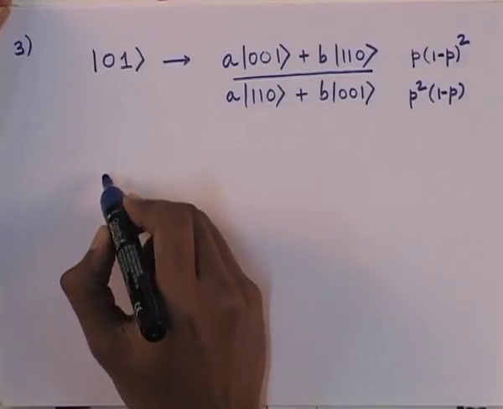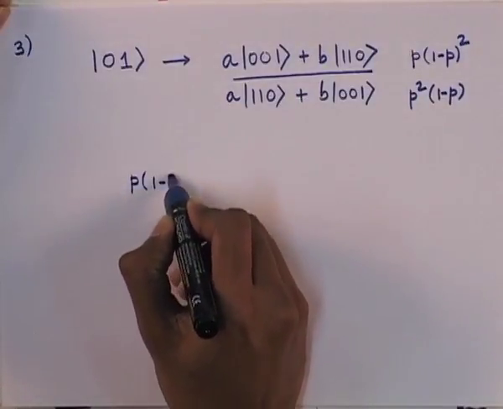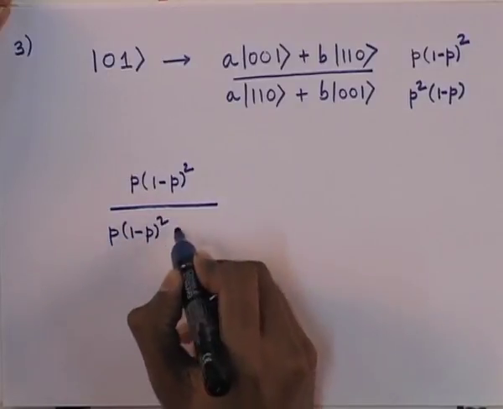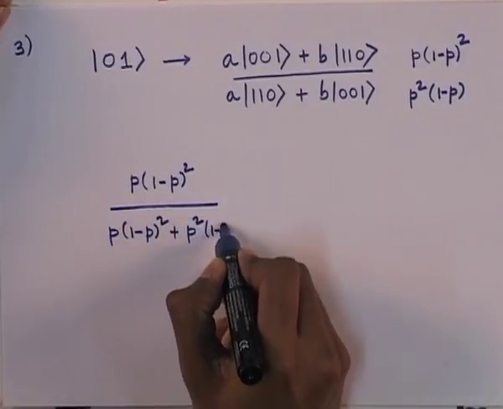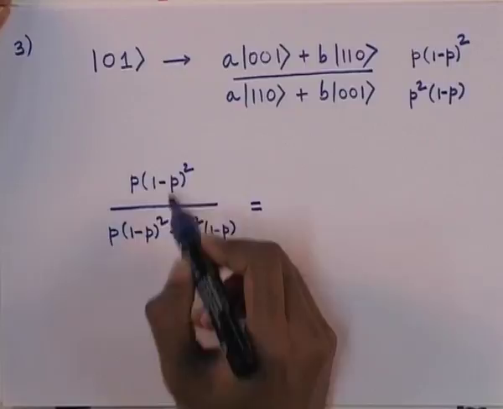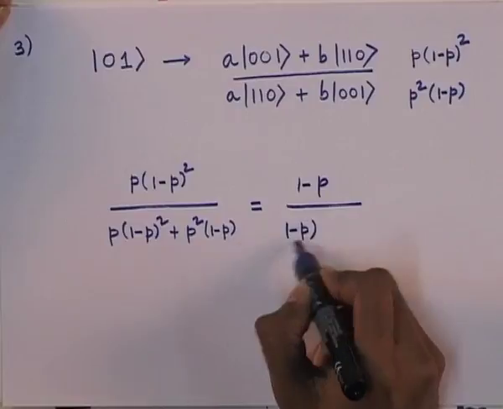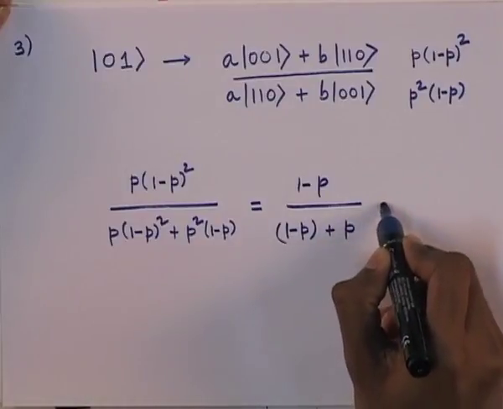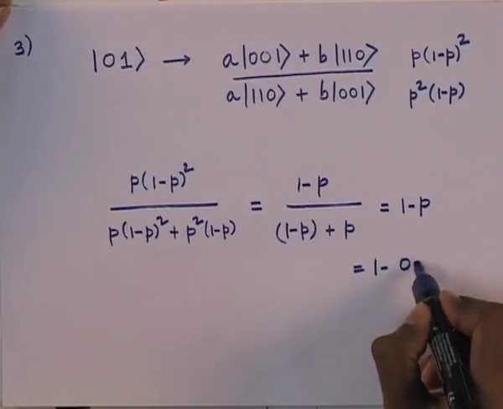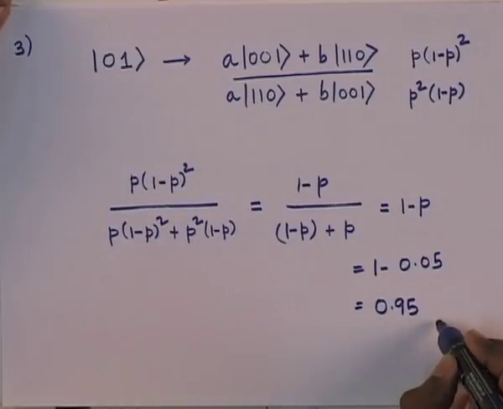So the final probability of obtaining this state is p times (1 minus p) squared divided by p times (1 minus p) squared plus p squared times (1 minus p). We can cancel p times (1 minus p) in the numerator and denominator. So you obtain (1 minus p) divided by (1 minus p plus p), which is nothing but 1 minus p. As p is given as 0.05, the final answer is 0.95. So the correct answer is option B.